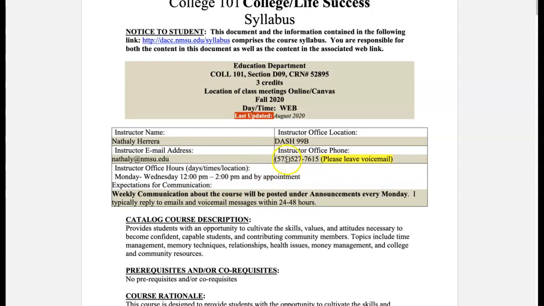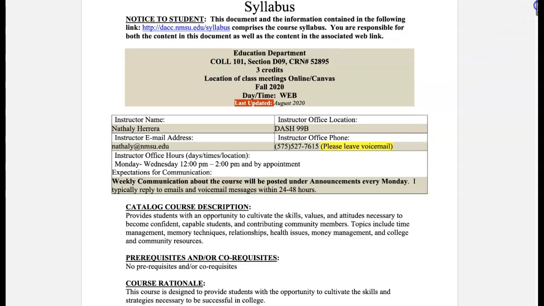However, if you need to talk to me, you can call this number, and once you leave a voicemail, they will go ahead and email me that voicemail, and I can go ahead and call you back if need be, or I can just go ahead and email you.